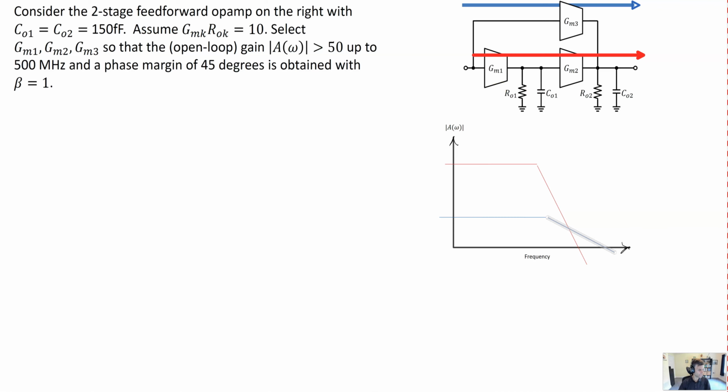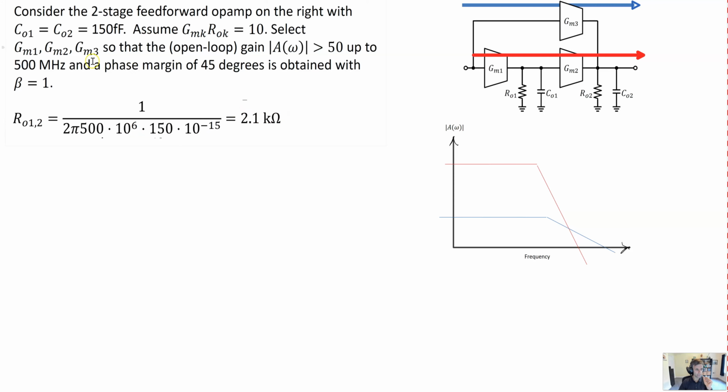Well, we've got the capacitances at those nodes. They're 150 femtofarads each. So we've simply got to select the output resistances RO1 and RO2 so that the time constant at these two nodes each corresponds to a pole at 500 megahertz. So there's the pole frequency, the capacitance, and we can calculate the required resistance.